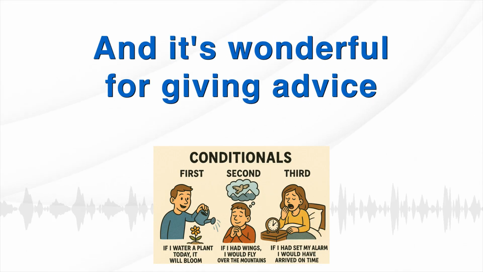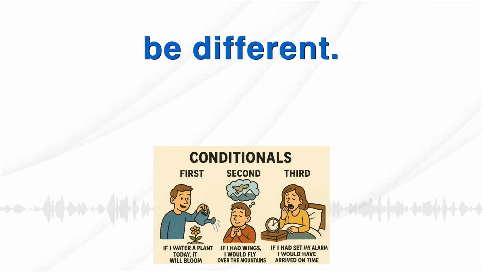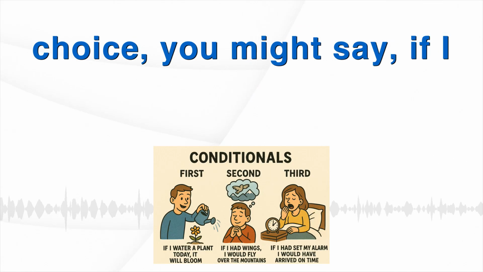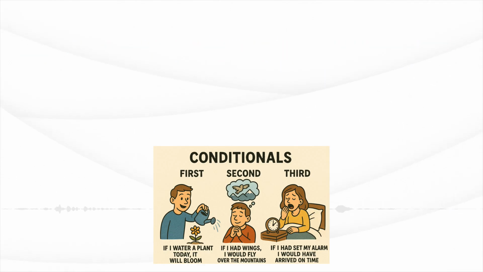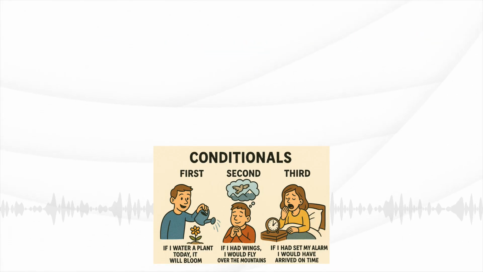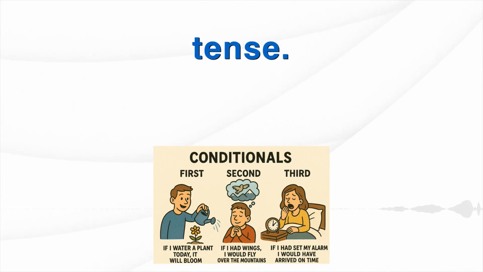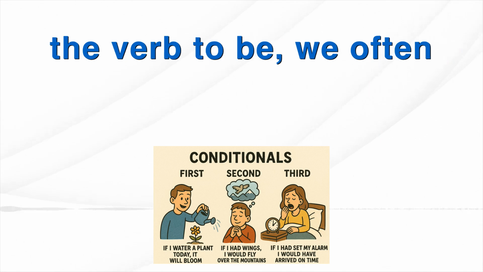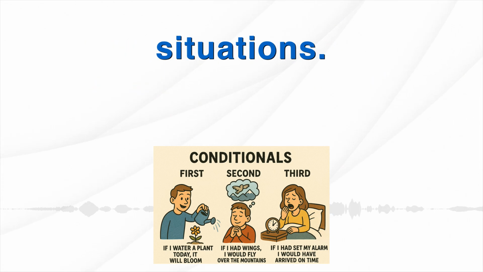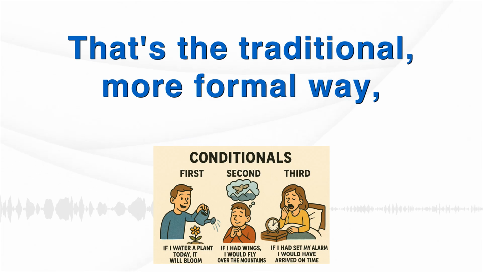Precisely. And it's wonderful for giving advice or just imagining how things could be different. You know, if you were talking to a friend about a tough choice, you might say, if I were in your shoes, I would consider waiting. Right. If I were, not if I am. That signal is important. Very. So the structure uses if plus a verb in the past simple tense. And like you said, for the verb to be, we often use were for everyone in formal situations. If I were, if he were, if she were, if they were. That's the traditional, more formal way, yes.